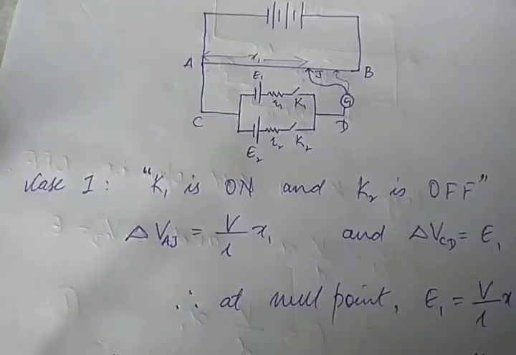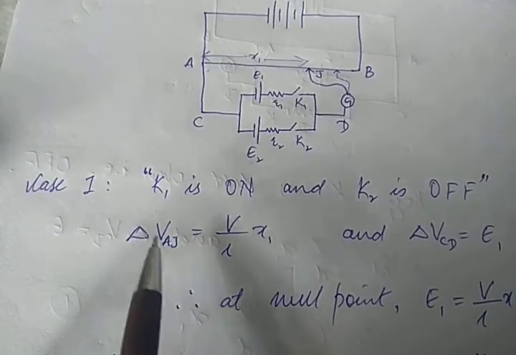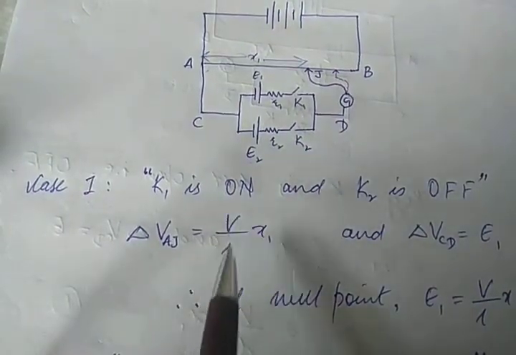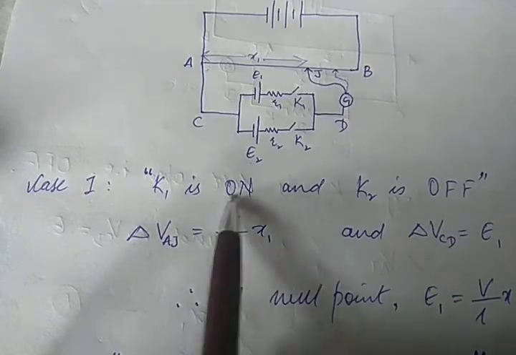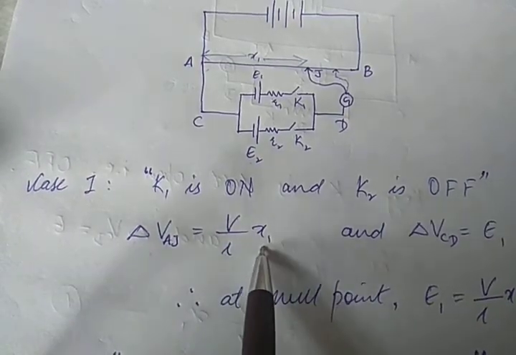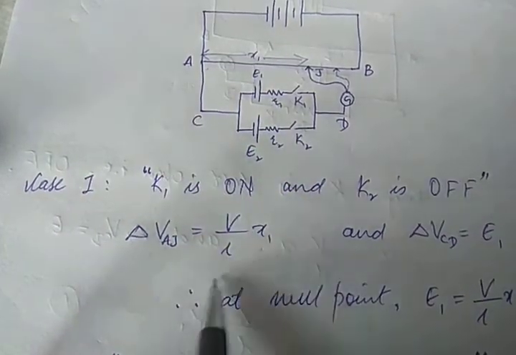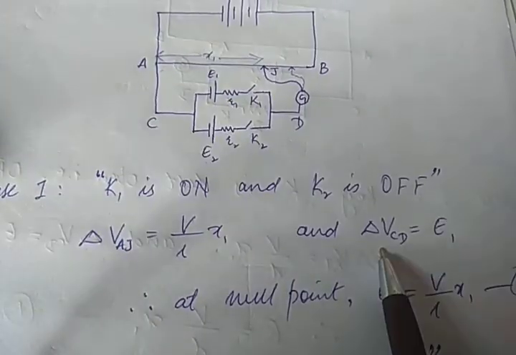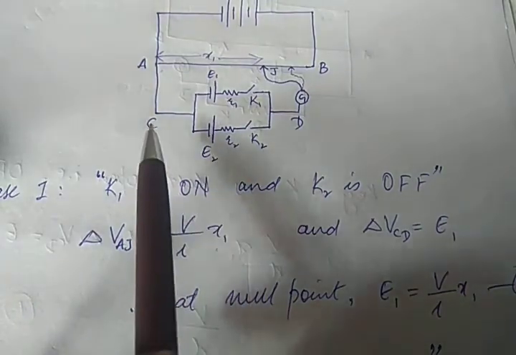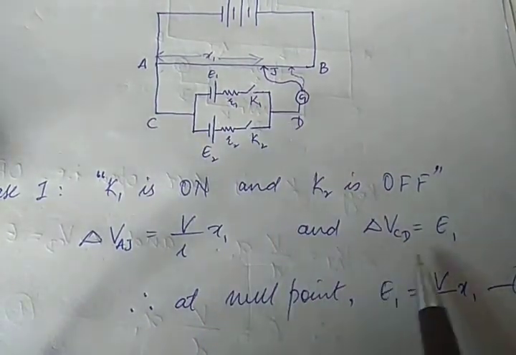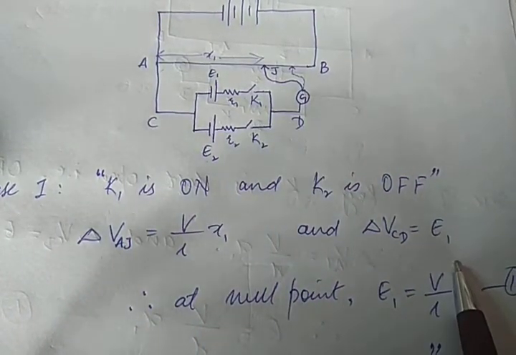So delta VAJ, the potential across AJ, will be how much? V by L is the potential gradient. I hope you've checked the previous videos. So V by L, the potential gradient, into x1. So VAJ will be V by L into x1, and what will VCD be? What is the potential difference across CD? The potential difference across CD, which is VCD, will simply be E1. Why? Because this is not coming into play, so we need not bother about this right now.